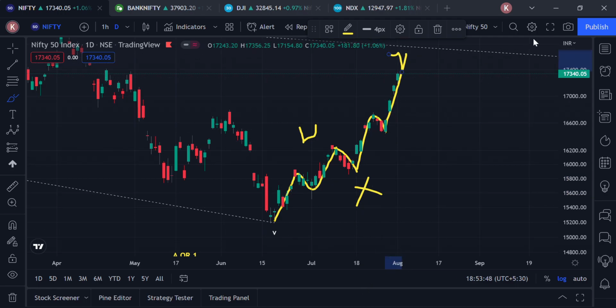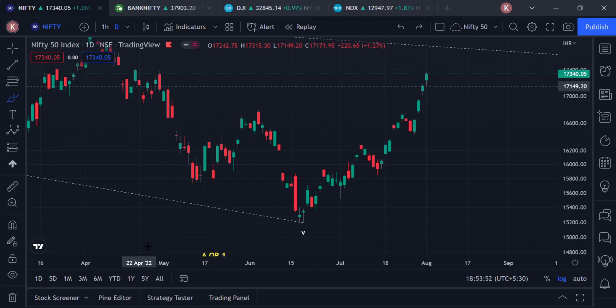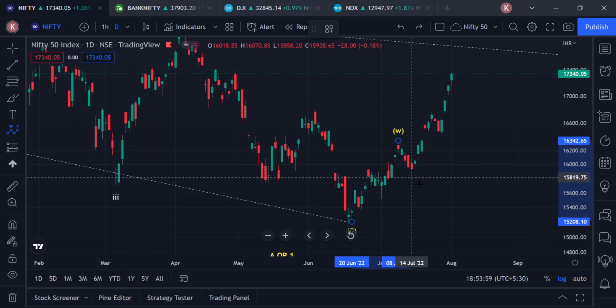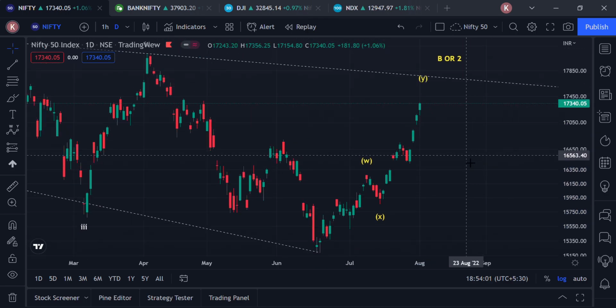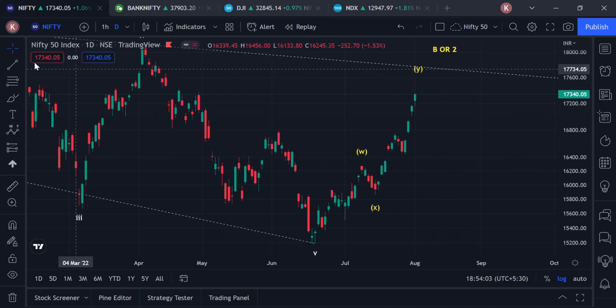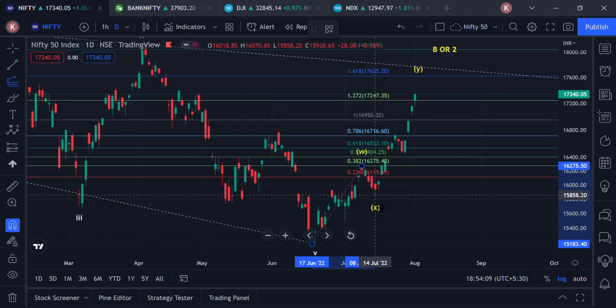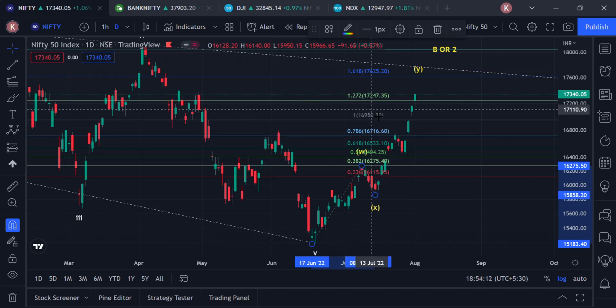So Y is also subdivided into three waves. So right, I'll just take this one to mark. This is W, X, and a Y. In this W, X, and a Y, you can see the relation between W and a Y. It's normally 1 is to 1, so 16,950 was the initial target when this high was taken out.